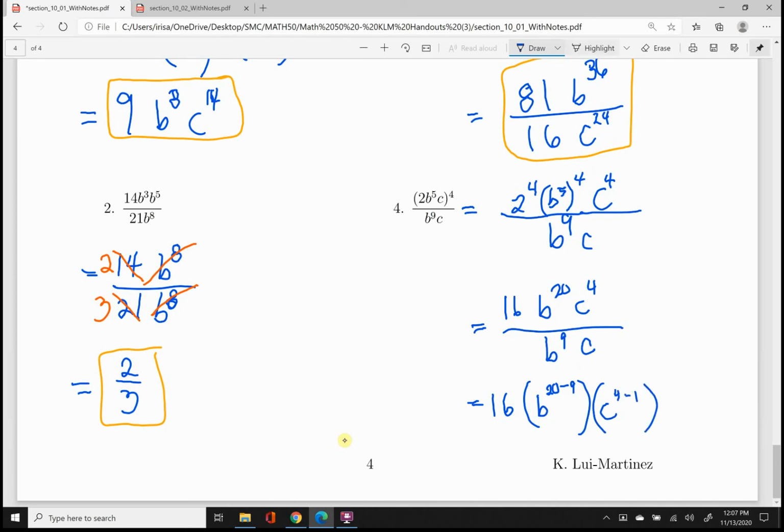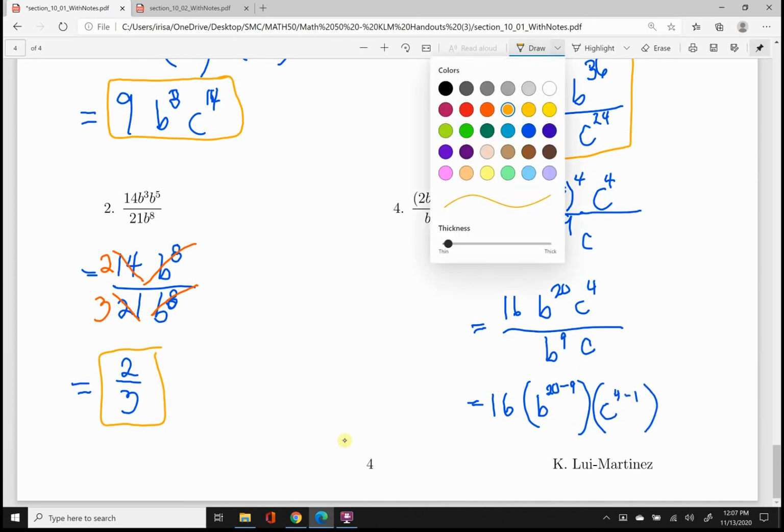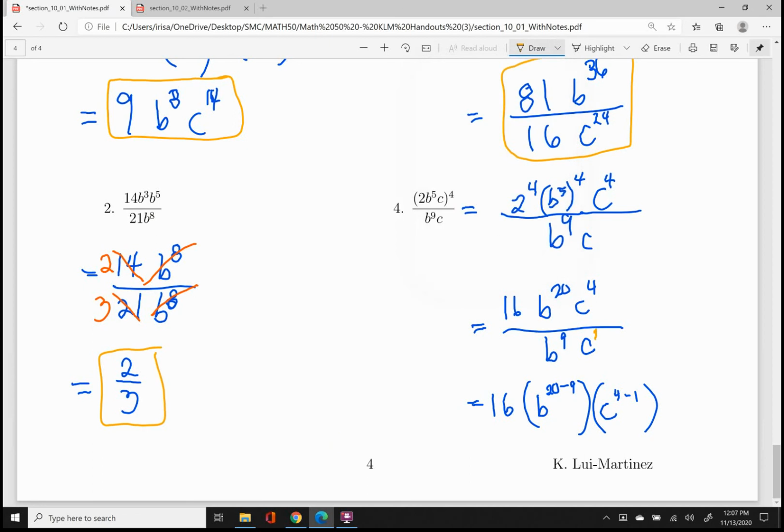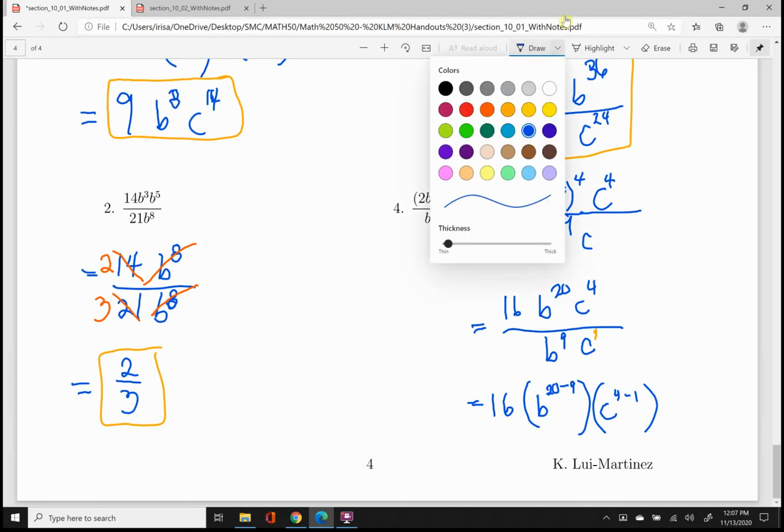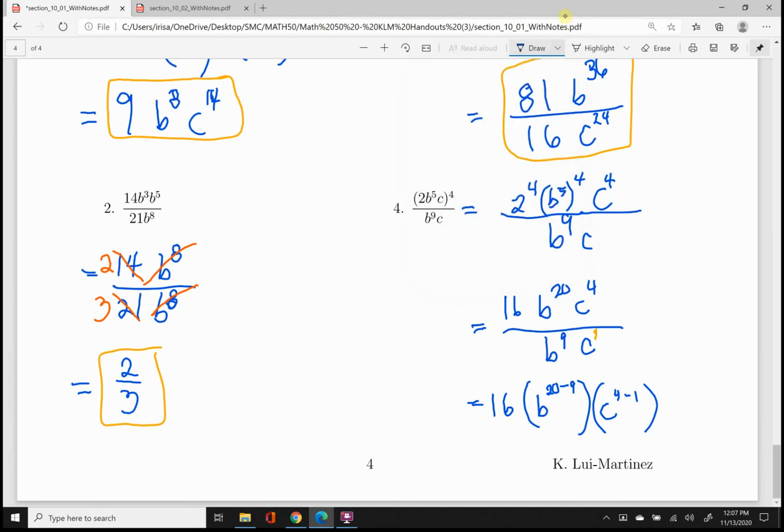Now, why is it a 1? Because remember, any single factor can always be raised to the 1st power, even though it's not explicitly shown to have that, okay? So then, performing the subtraction, we'll have a final answer of 16, with a factor of b to the 11th power, c to the 3rd power. And that's our final answer there.